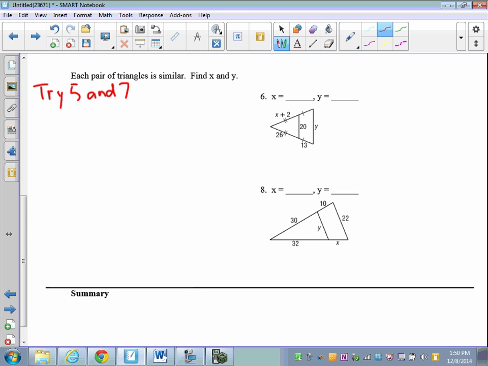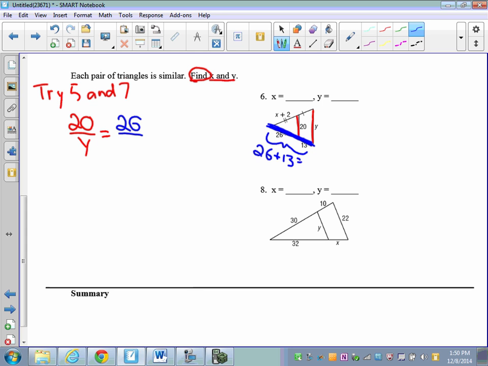So the directions say each pair of triangles is similar, and we're asked to find x and y. So let's start off with y. So I have 20 over y, and the sides that it's going to be proportional with is 26, and this is the number one mistake people make. A lot of people say 13, but I have to use this whole entire side. I'm looking at the large triangle. So this side is 26 plus 13, which is 39.